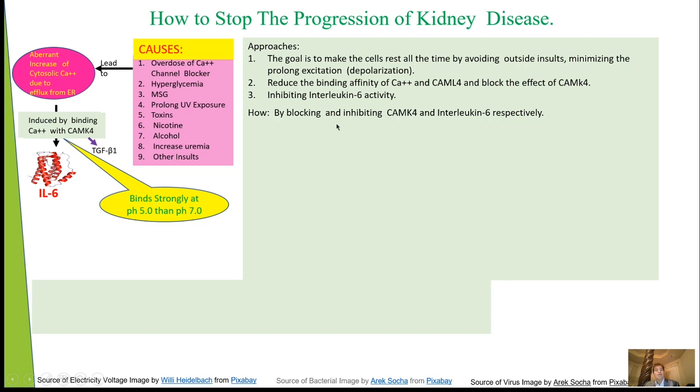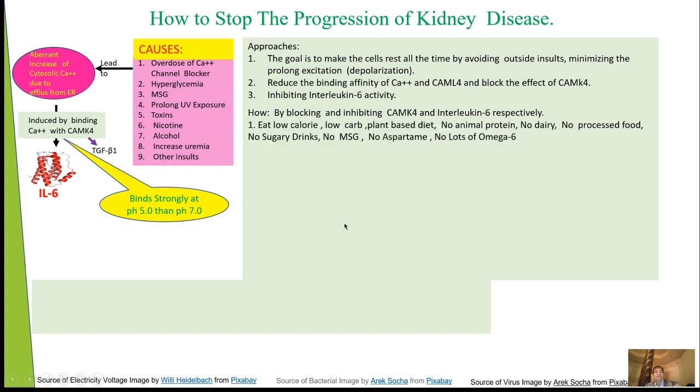Okay, so how? By blocking and inhibiting CAMK4 and interleukin 6 activity respectively. So how do we do that? You eat a low-calorie, low-carb, plant-based diet: no animal protein, no dairy products, no processed food, no sugar drink, no MSG, no aspartame, no lots of omega-6. Basically, no inflammatory food. By reducing the inflammation of your body, you reduce calcium inside the cell.